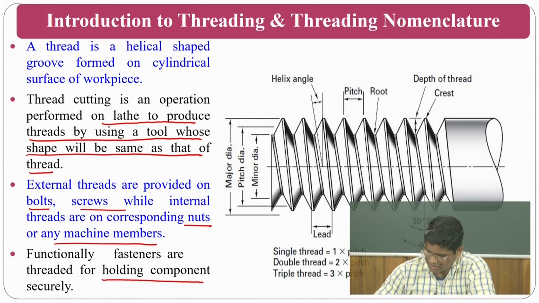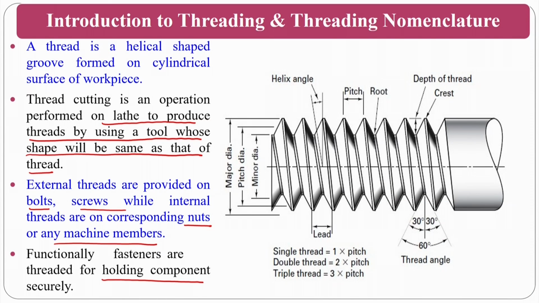If you see the picture, this is how the thread looks. It will have a pitch, a lead, a root, and a crest. Crest to crest is nothing but the pitch. There are single start and multi start threads also. The depth of the thread is there, and this is the crest. The distance from one crest to another crest is known as the pitch, and the lead is nothing but how much it will move in one rotation.